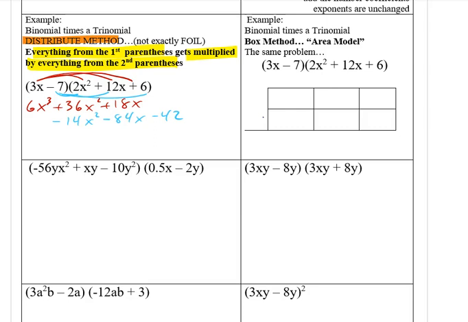Any guesses as to why I unaligned these when I wrote them down? It's so that I aligned these variables to make it easier to combine like terms after. Now, let's rewrite all this. X and x. So when I combine like terms for the final answer, I get 6x cubed. 36 and negative 14 makes 22x squared. 18 minus 84 makes a negative 66x, and this is a negative 42.